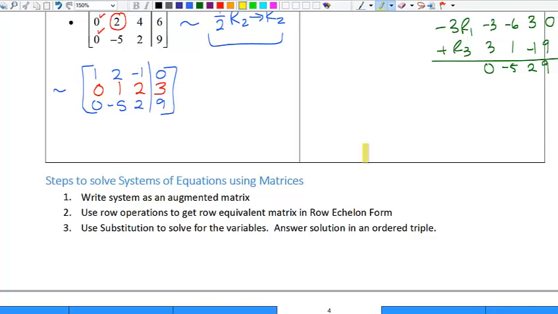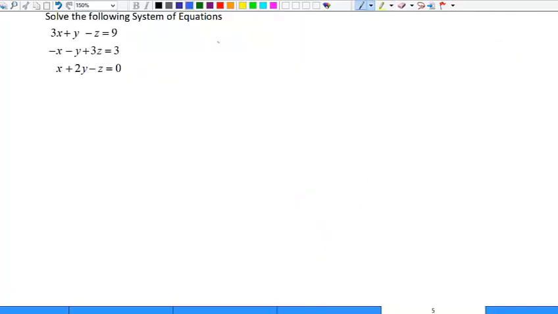Write the augmented matrix. Two, use the row operations to get an equivalent matrix in row echelon form. Use the how to get a 1, how to get a 0 in the proper order. Step 3 is to use back substitution to solve for the variables. Answer your solution in an ordered triple.